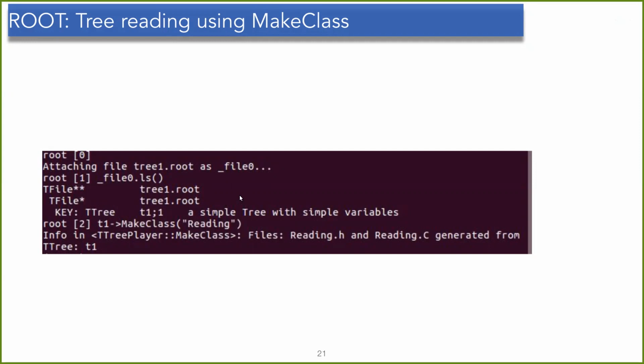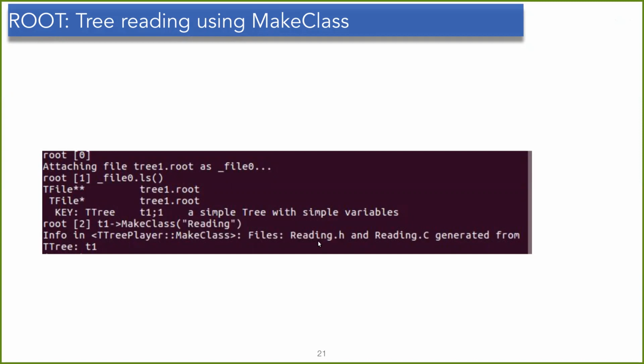For example, here I have a root file. If you open it in the root terminal and do ls, you will get the corresponding objects that are saved in this root file. For example, here I have a tree in this root file called t1. Then if you do t1 MakeClass, and in the argument you put some name, say reading, it will produce two files.